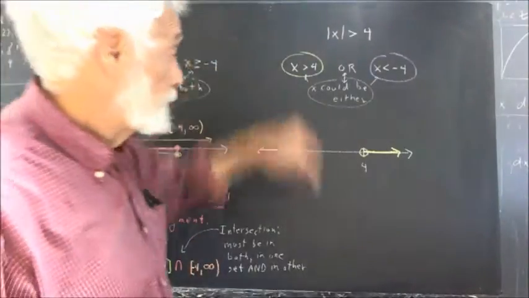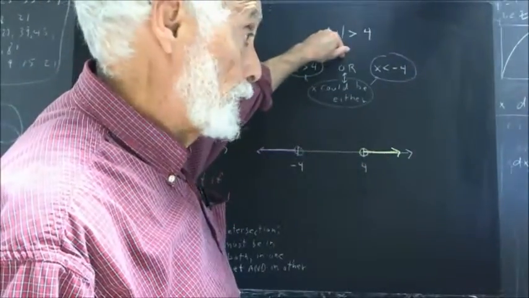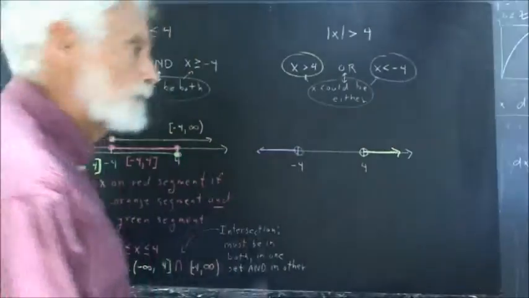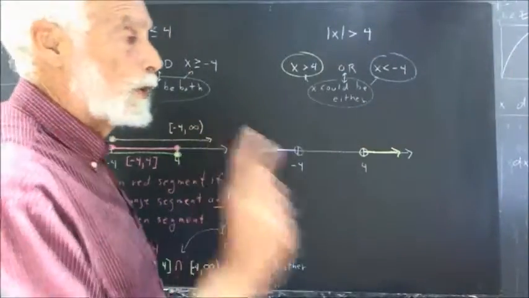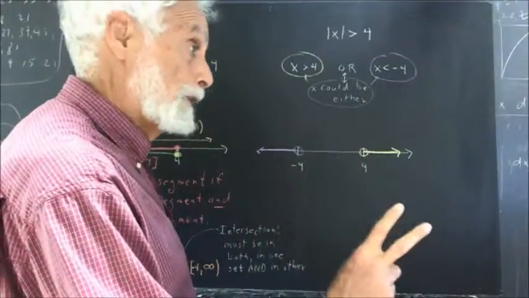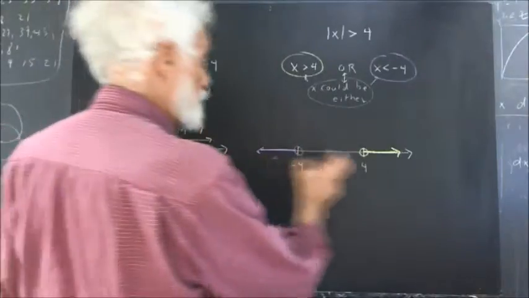Okay, in this case, either this or this. That's why we say the or. Now, logical or means this or that or both. We don't care if both. As long as one of them is true, then the or is true. Now, in this case, it can't be both.